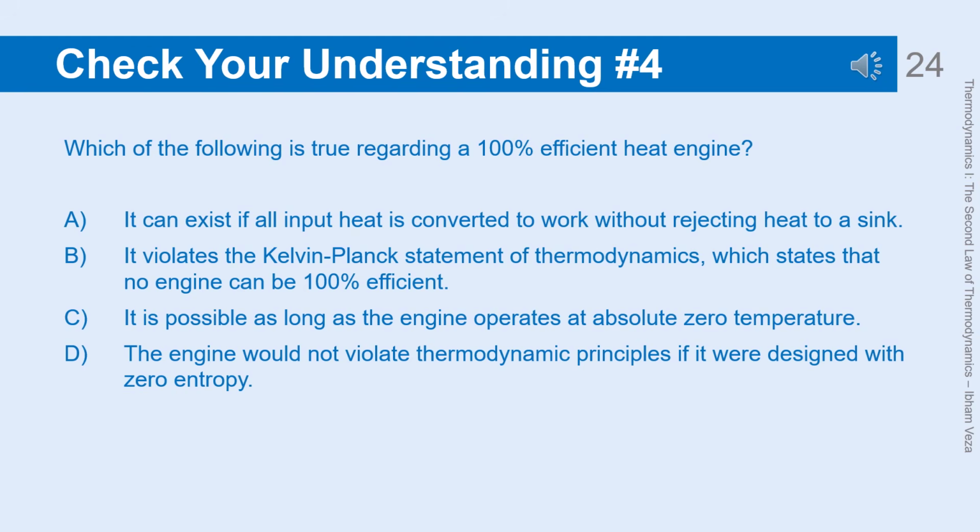Answer B. It violates the Kelvin-Planck statement of thermodynamics, which states that no engine can be 100% efficient. Explanation. A. It can exist if all input heat is converted to work without rejecting heat to a sink. This is incorrect because a 100% efficient heat engine would violate the second law of thermodynamics, specifically the Kelvin-Planck statement, which asserts that some heat must always be rejected to a sink.